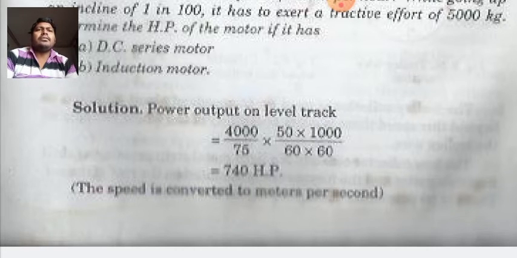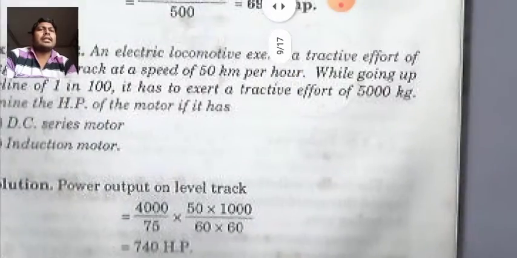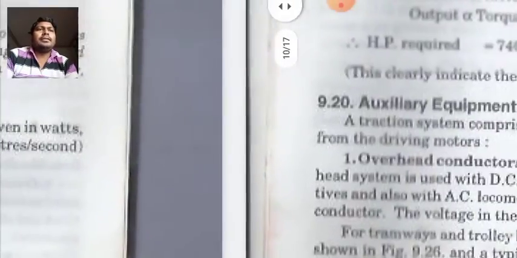Why has this been done? So as to convert it into seconds. The speed is converted to meters per second. So we get that the power output on level track is 740 horsepower.